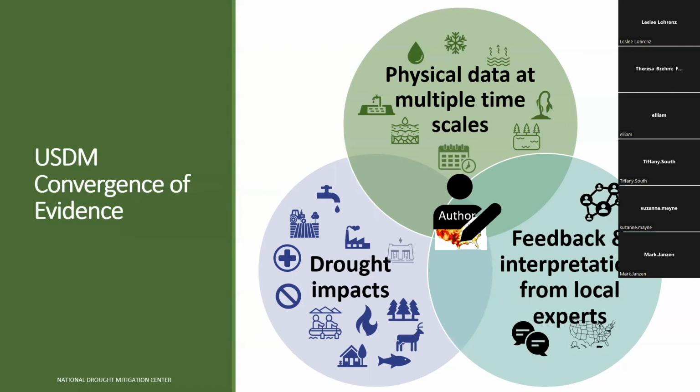A drought impact alone will not change the color of the map. It has to be supported by something else. So when we're looking at physical data, we have different sources of physical data that can support something. And we have the feedback and interpretation from local experts, but you can't just have one of these to determine the drought severity category. Just like you can't use just precipitation to say it's a D4 drought. There has to be other evidence that is telling that story that's converging on that drought level.